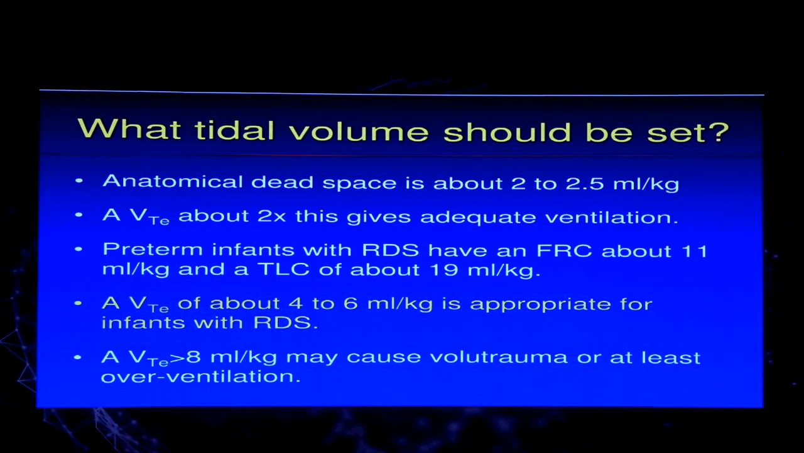This is because the FRC in those babies is about 11 ml per kilogram, and the total lung capacity is about 19 ml per kilogram. 19 minus 11 is 8. So anything at 8 ml per kilogram or above may cause volutrauma, because 8 above the FRC will take you to the total lung capacity.